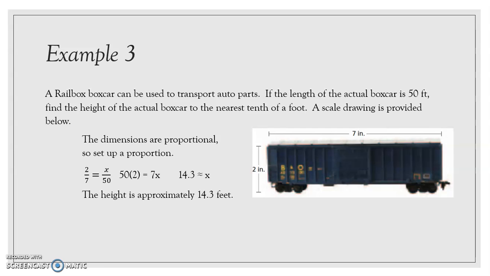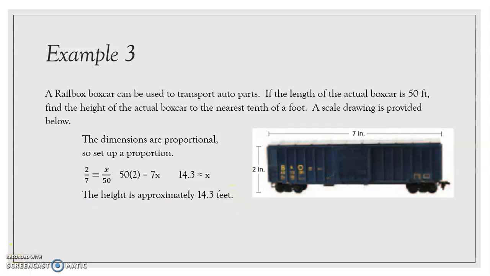Okay, so what I remembered was that the dimensions are proportional. So I set up a proportion, and I like to do height over length equals the height over the length. I set up this proportion, and I used a cross product to solve it, and I got 14.3. So this height is approximately 14.3 feet.